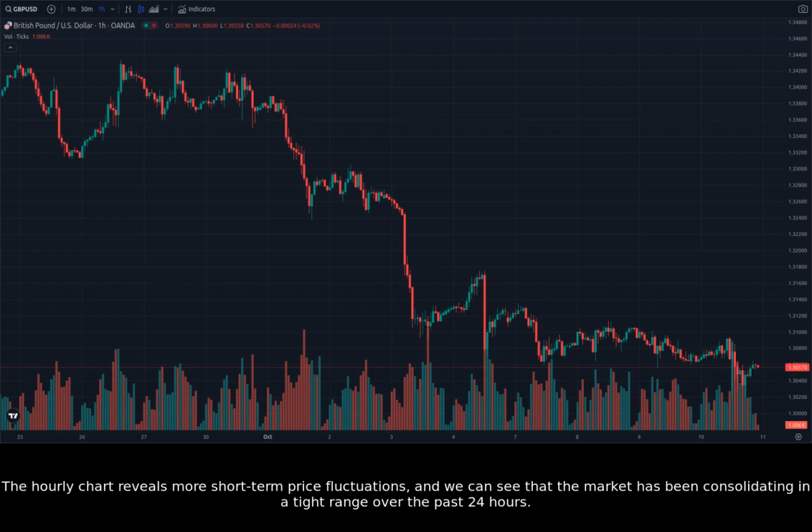To get a more granular understanding of the price action, let's switch to the hourly chart. The hourly chart reveals more short-term price fluctuations, and we can see that the market has been consolidating in a tight range over the past 24 hours.